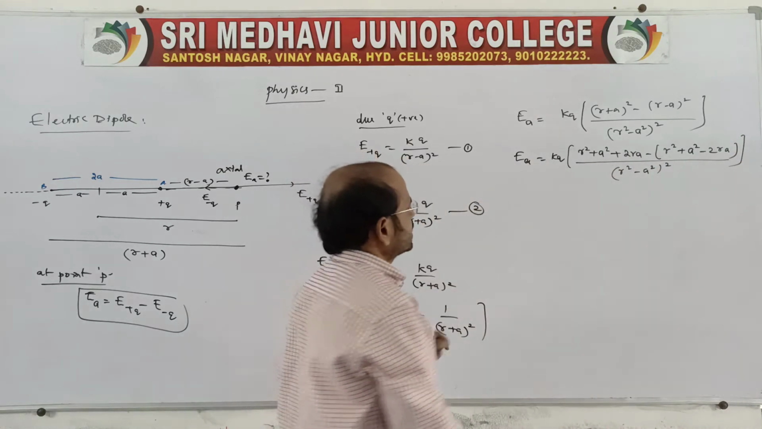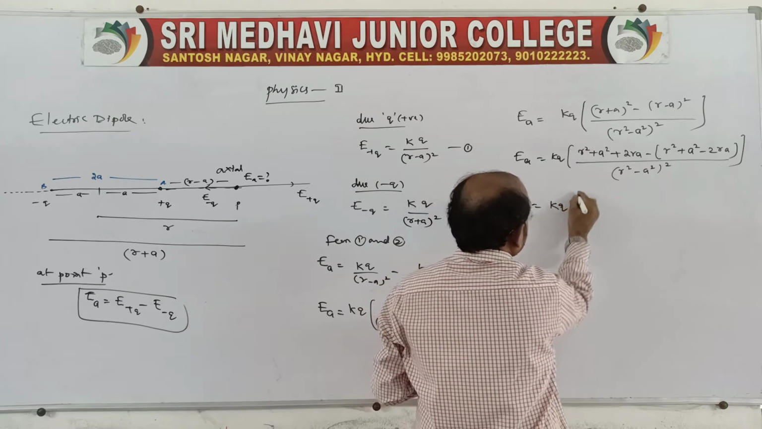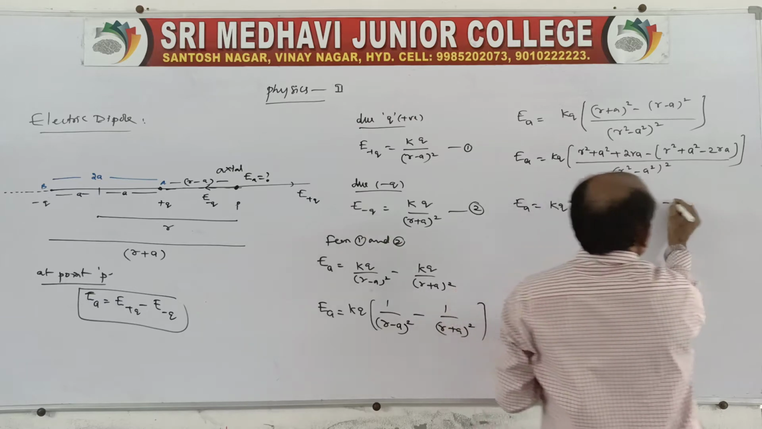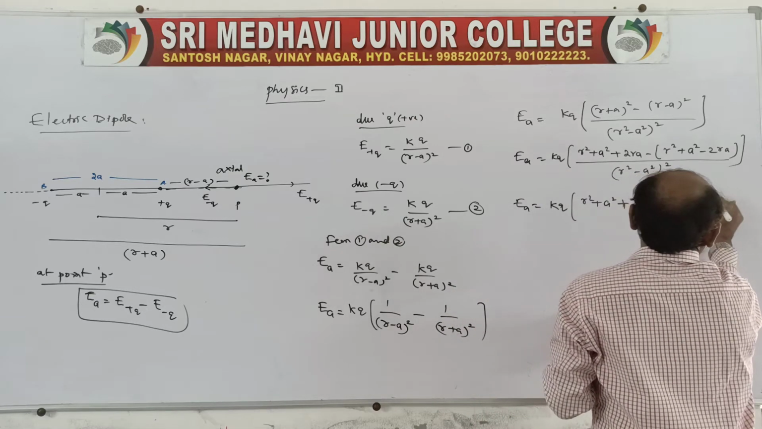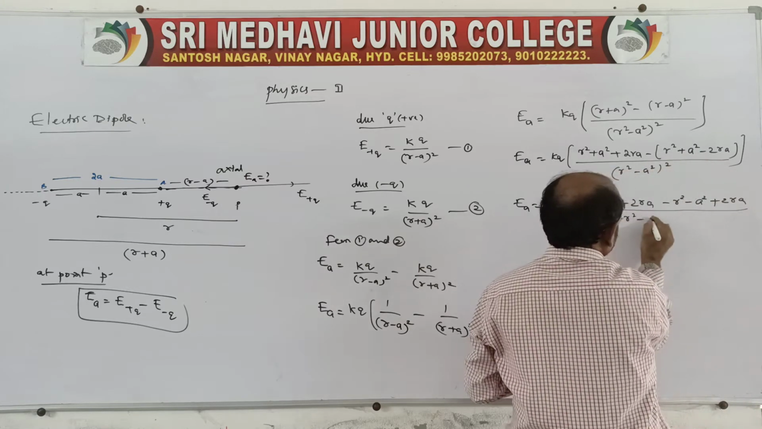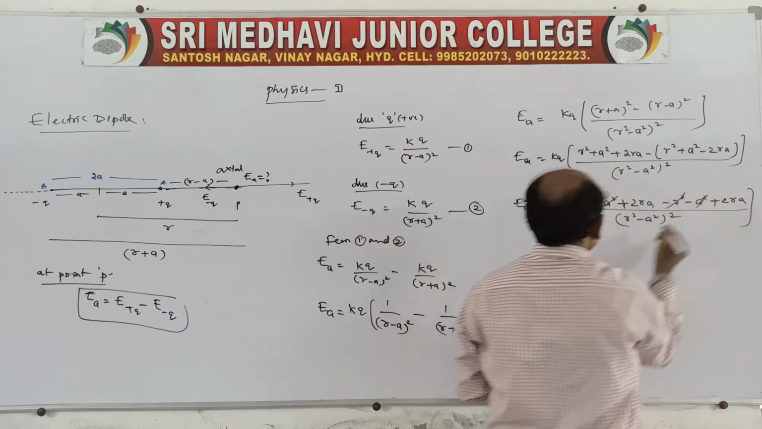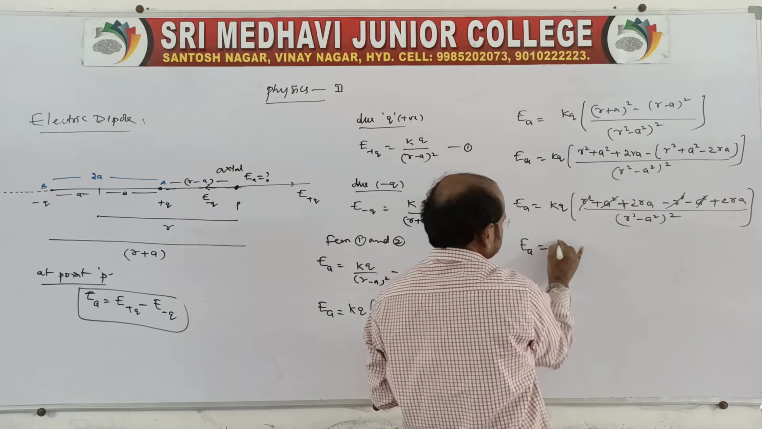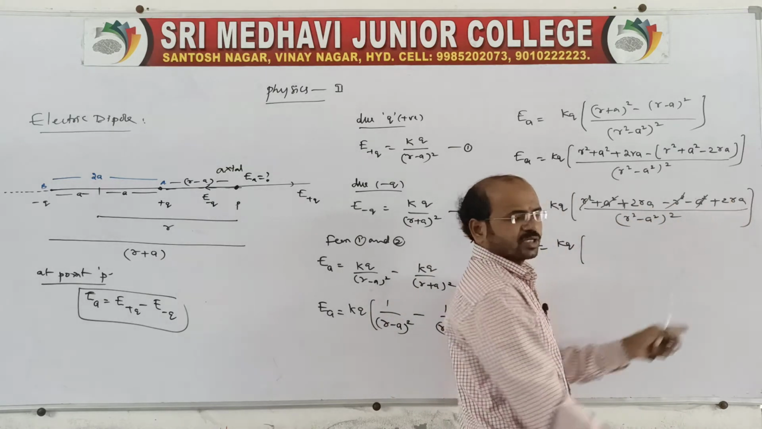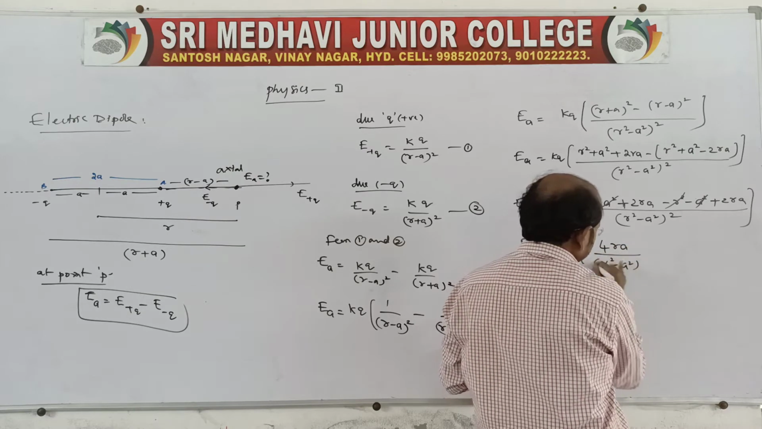Now coming to the point, let us multiply with the minus. On the axial line, kq into r square plus a square plus 2ra, minus r square minus a square plus 2ra, because you multiply with a minus, all over (r square minus a square) whole square. So r square and a square cancel. On the axial line, kq into 2ra plus 2ra, which we can write as 4ra, by (r square minus a square) whole square.